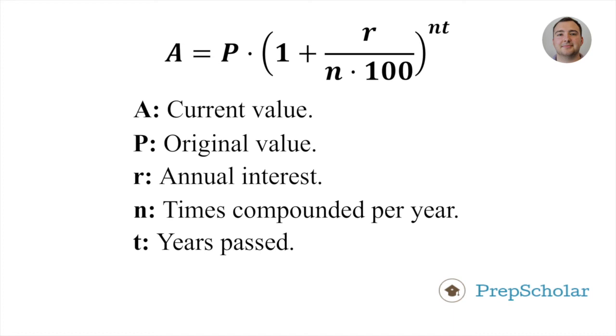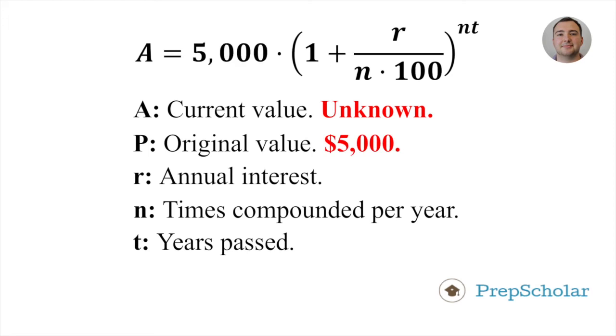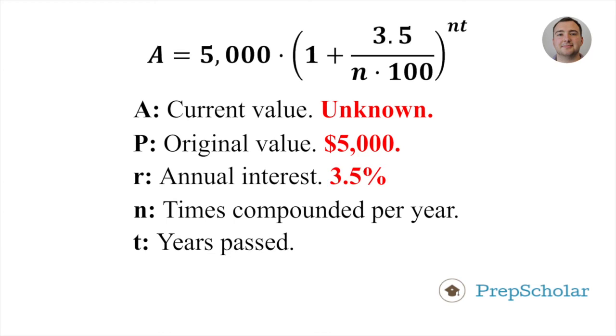Let's go back to our earlier recap and plug in each of our values. Our current value, A, is unknown. It's what we're trying to solve for here. Our original value is $5,000, so we should plug in 5,000 in place of P. Our annual interest is 3.5%, so we should replace r with 3.5. We know that the interest is compounded twice a year, so we should replace each of the n's in our equation with 2. Finally, we know that it's been 5 years since Saya took out the loan, so we need to replace t with 5.